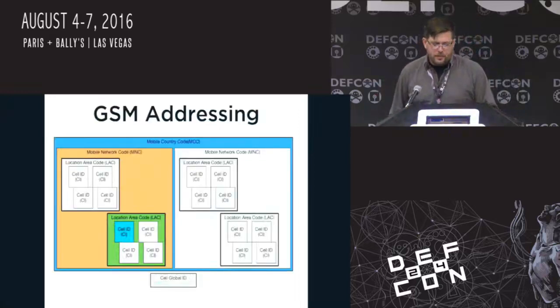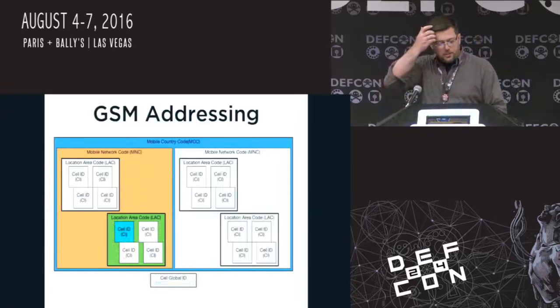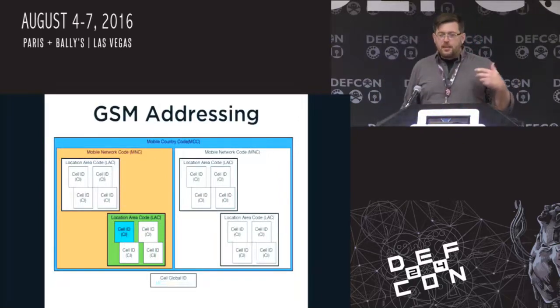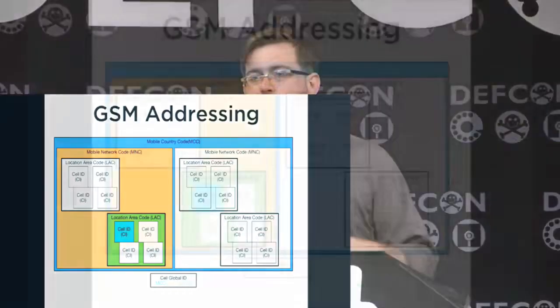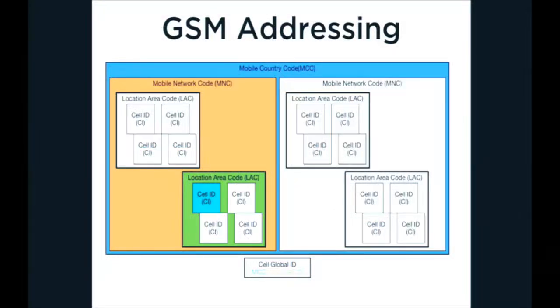Here's a visual aid to help wrap your head around GSM addressing in regards to the global cell ID. Every mobile country code has a number of subordinate mobile network codes. Within that, you have multiple location area codes, and within that, you have multiple cell IDs.